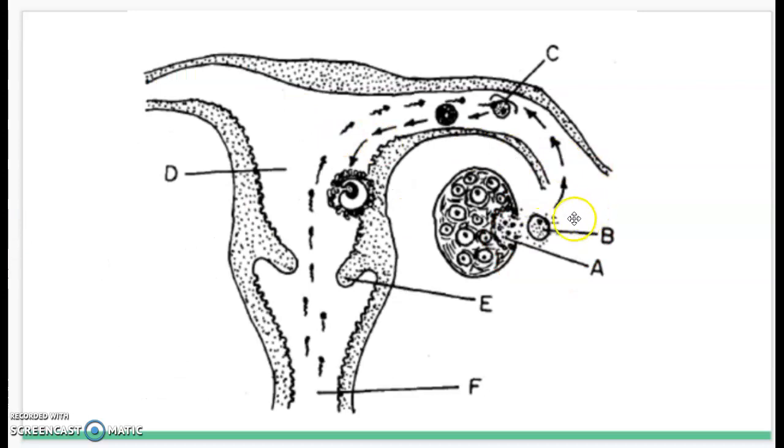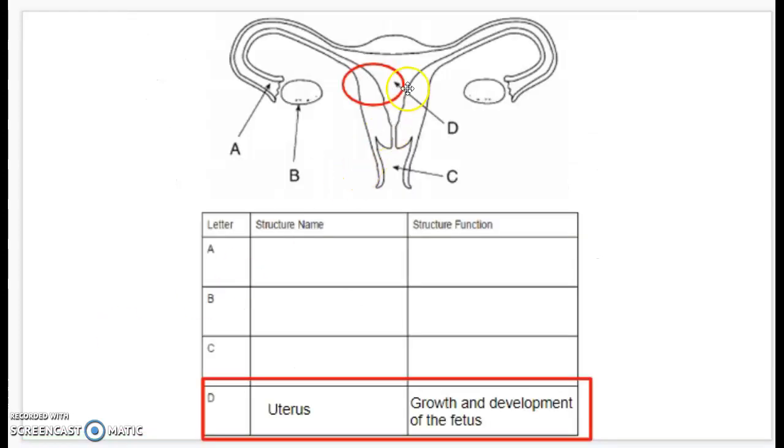All right, just to review the structures, this is the female reproductive system. Here you have your ovary and the egg being released into the fallopian tube. Sperm swim up through the vagina and then fertilize the egg inside the fallopian tube, and then the zygote moves down into the uterus to become implanted. So again, D right here is the uterus, and that's for the growth and development of the fetus.